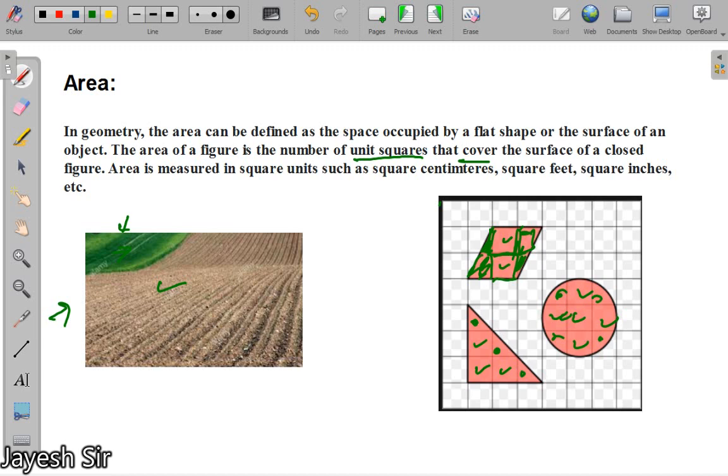Area of an object is the amount of space it occupies on a given surface. Suppose you have your mobile in your hand, you place that mobile on a table. Then the area of that mobile will be the amount of area that mobile is occupying on the table. How much space it has occupied.